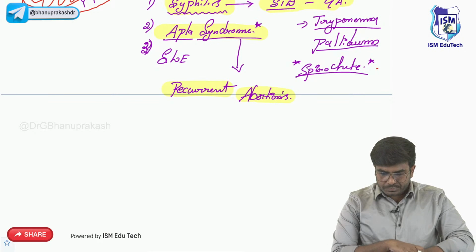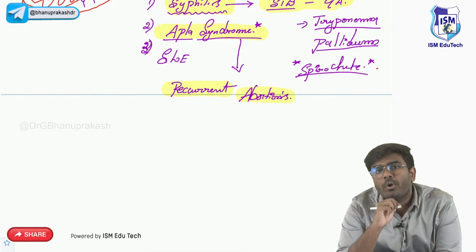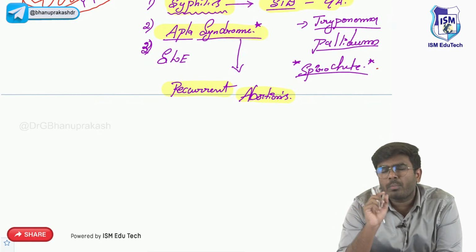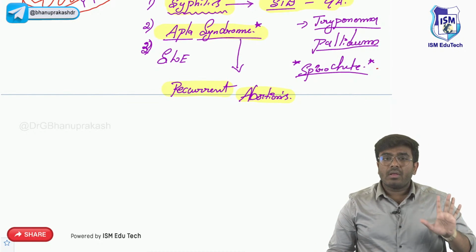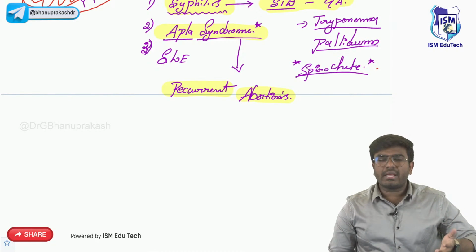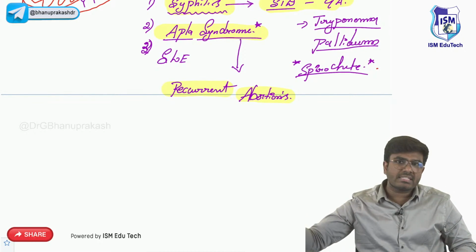Okay. Now, especially from the OBG point of view, I want you to know this one more point. Imagine that I am a female who is having APLA syndrome. Now, what will I have? I will have recurrent abortions. I cannot carry my pregnancy to the 37th week.